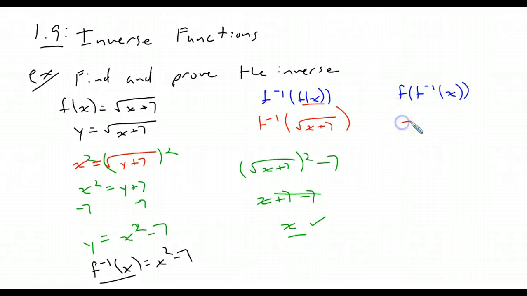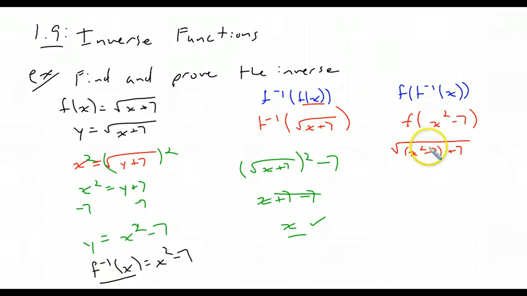Then you have to do the same thing to this right hand side. This says f of f inverse, and I know my f inverse function is x squared minus 7, so I can put in x squared minus 7. Now go to f, plug in x squared minus 7. So I'm going to go to my f, plug in x squared minus 7, so this is the square root of x squared minus 7. I replace that for x plus 7.